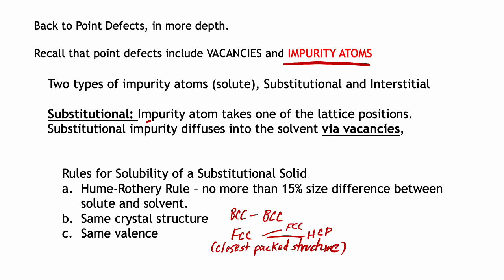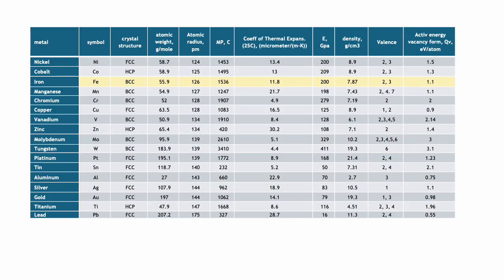Third rule is that their valence has to be the same. Now, many metals can have more than one valence, and that makes it easier for them to dissolve. So I will be handing this chart out. I put this together so we can look at the differences in crystal structure and valence and radius to see what would dissolve in iron. So that's what I've got highlighted here.